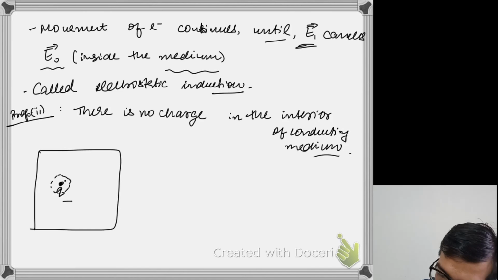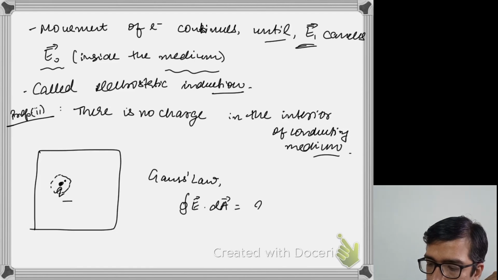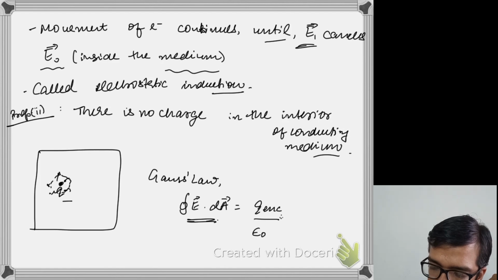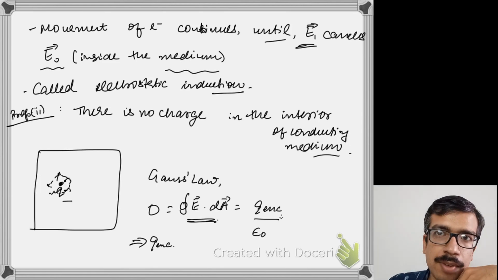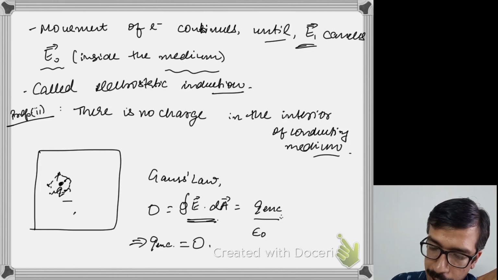Now if we apply Gauss law, what do we get? We get that the integral of E dot dA equals Q enclosed over epsilon naught. We have just seen that inside the conducting medium there is no electric field, so this integral is going to be 0. So if this is 0, then the net charge enclosed in the surface, Q enclosed, must also be 0. So there can be no charge inside the conducting medium.